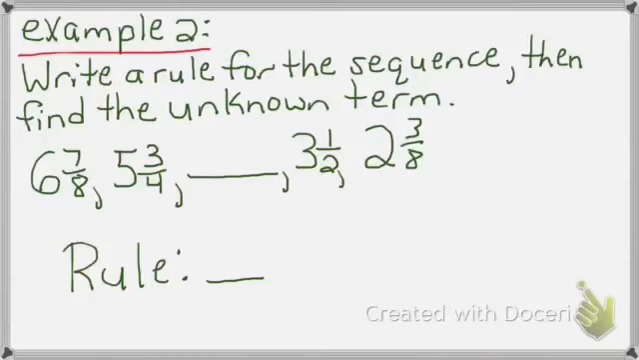Let's take a look at example number 2. Example number 2 says write a rule for the sequence, then find the unknown term. I have a sequence here. I see there's only one blank, and I have a rule with one blank. Anytime there's a sequence and I need to find a pattern, remember that I'm going to have 2 rule blanks, so I'll add the extra blank. Let's go ahead, move it to another page, and complete step A.